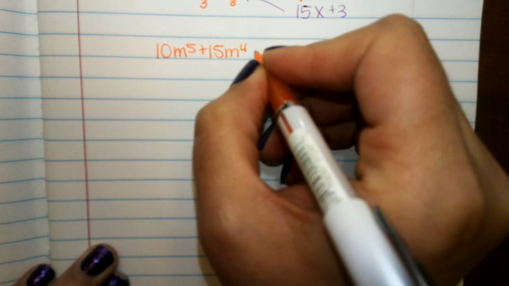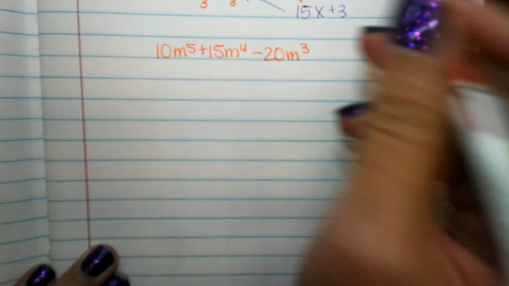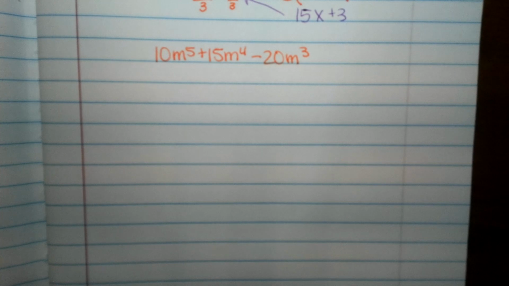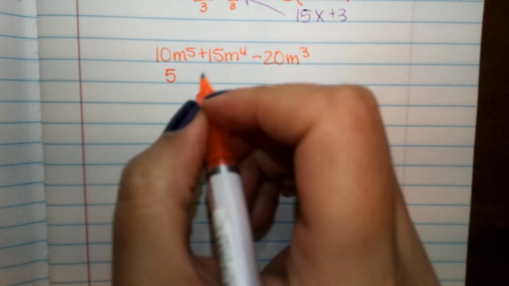The second problem I have for you is 10m to the 5th plus 15m to the 4th minus 20m to the 3rd. Okay, if I'm looking at 10, 15, and 20, I know 5 goes into all of those. So I'm going to pull out a 5.